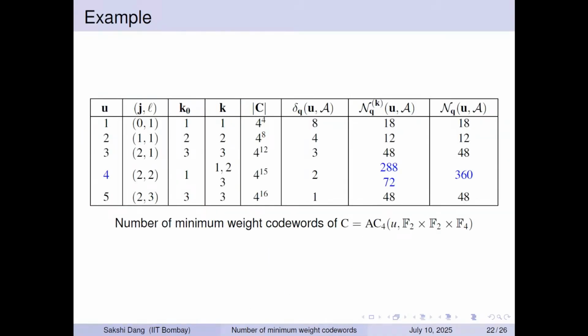So if we consider the Cartesian product F2 × F2 × F4, it's a case of three variables where the first two sets are identical. The interesting case here is when u is equal to 4. In this case, the set of minimum weight codewords N should be N1 union N2 union N3. Since the first two are identical, N1 is equal to N2 and it's considered just once. So the number of minimum weight codewords is given by the size of the set N1 plus N3, where for N1 we have 288 codewords and 72 for N3, which gives us a total of 360 codewords.